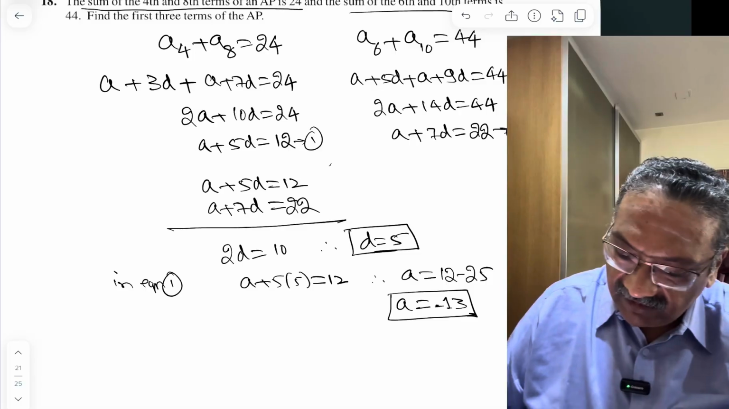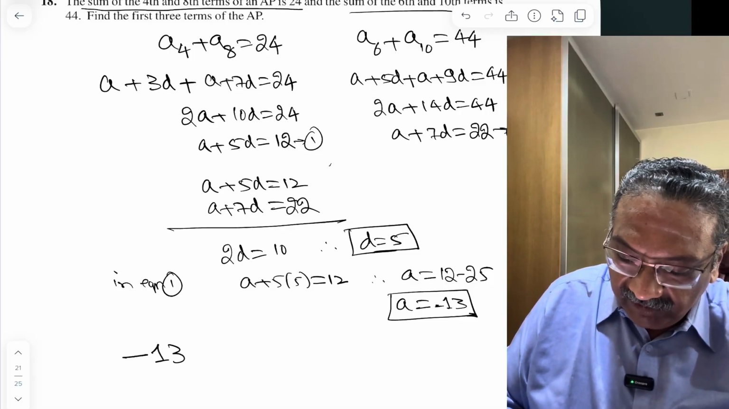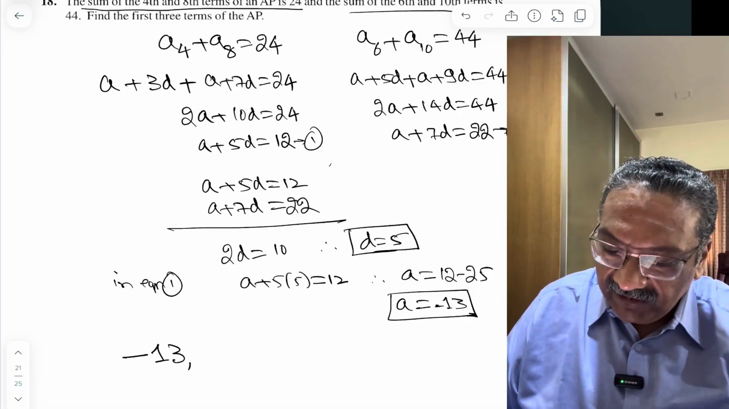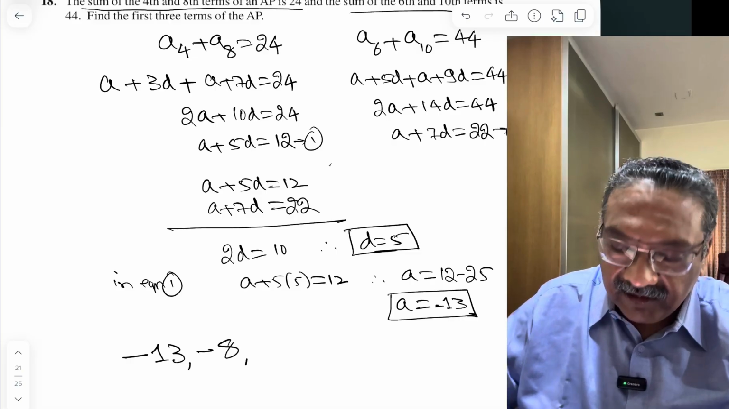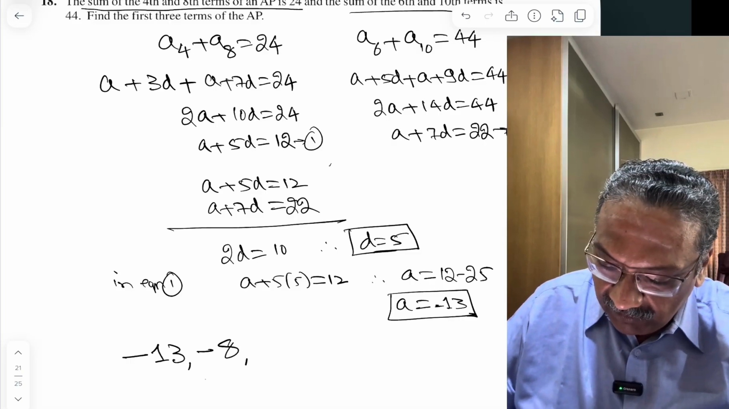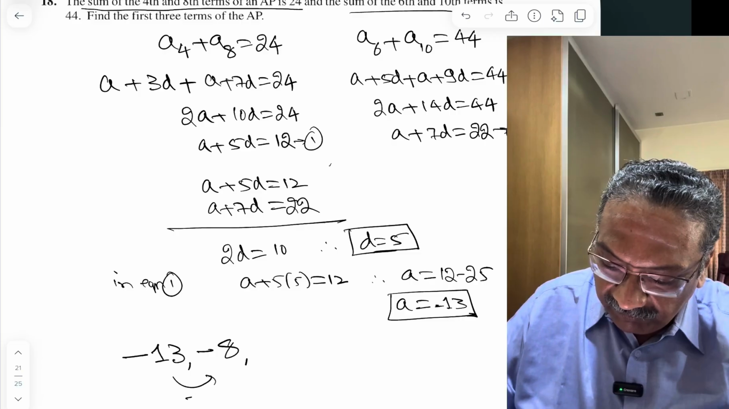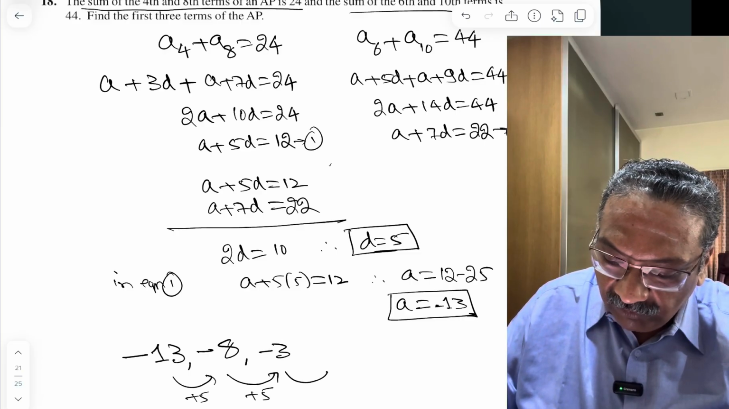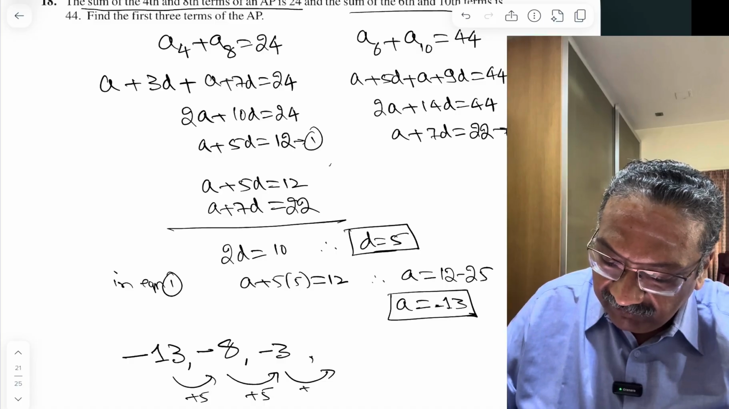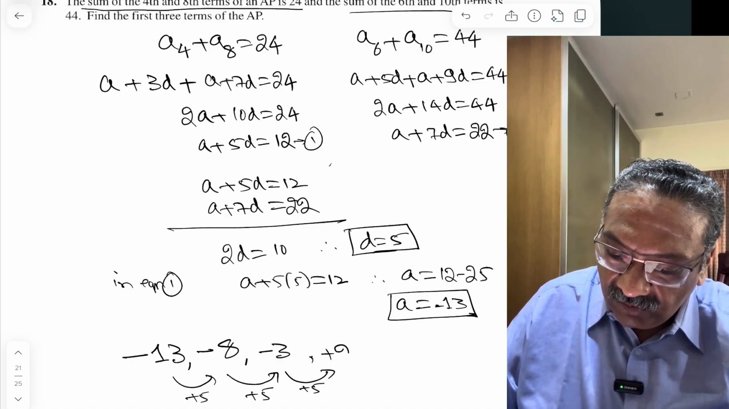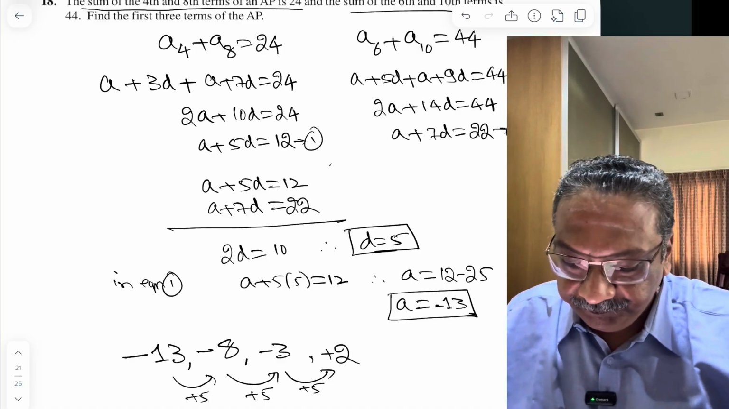Now they are asking for the first 3 terms. So the first term will be minus 13. The second term will be minus 13 plus 5, that is minus 8. The third term will be minus 8 plus 5, which is minus 3. In the same way, if you want the fourth term, add 5 again and we get plus 2. So 4 terms I have written.